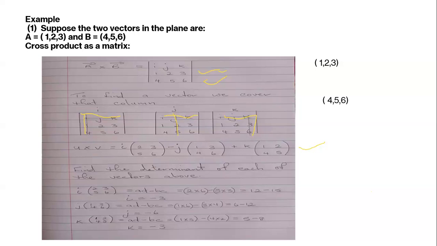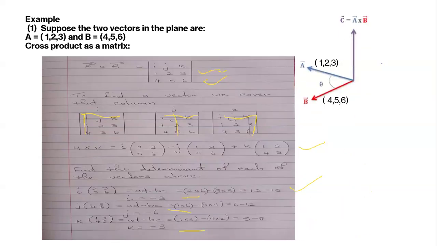We find the determinant of each. So the determinant is AD minus BC. So for I, our determinant is -3. For J, our determinant is -6. And for K, the determinant is -3.